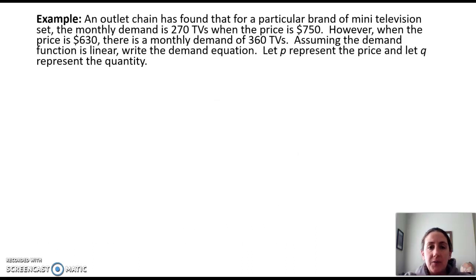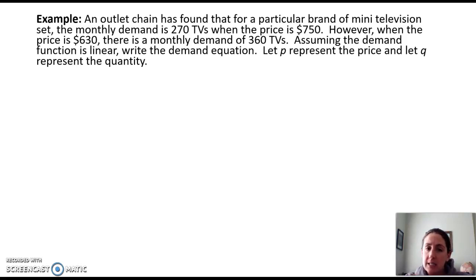An outlet chain has found that for a particular brand of mini television sets, the monthly demand is 270 TVs when the price was $750. So what does that mean? That means when they were charging $750, they sold 270 TVs. But when the price was $360, the monthly demand was 360 TVs. So if you lowered the price, the quantity went up, the demand, right? Law of demand, law of supply.